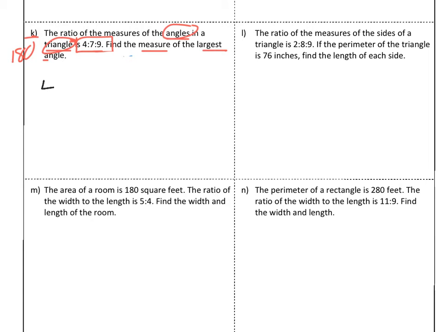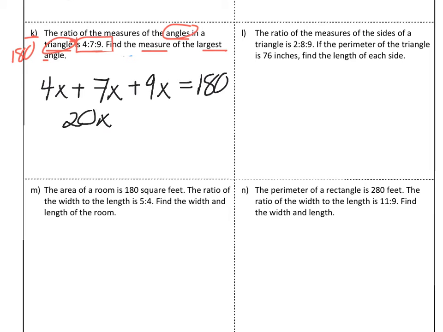So it's a multiple of 4, it's a multiple of 7, it's a multiple of 9. If I add all three angles up, I know it's going to equal 180. Well, I end up with 20x equals 180. And it looks like x equals 9.